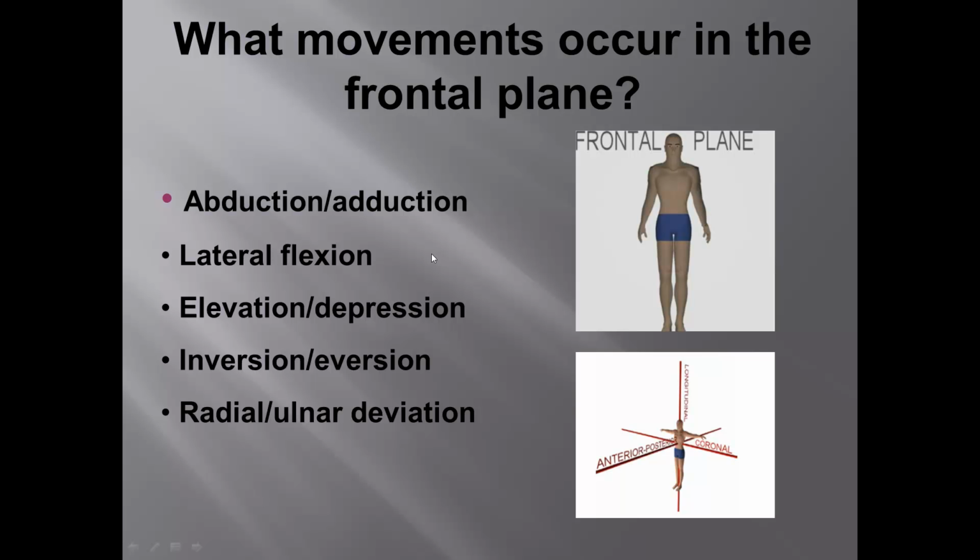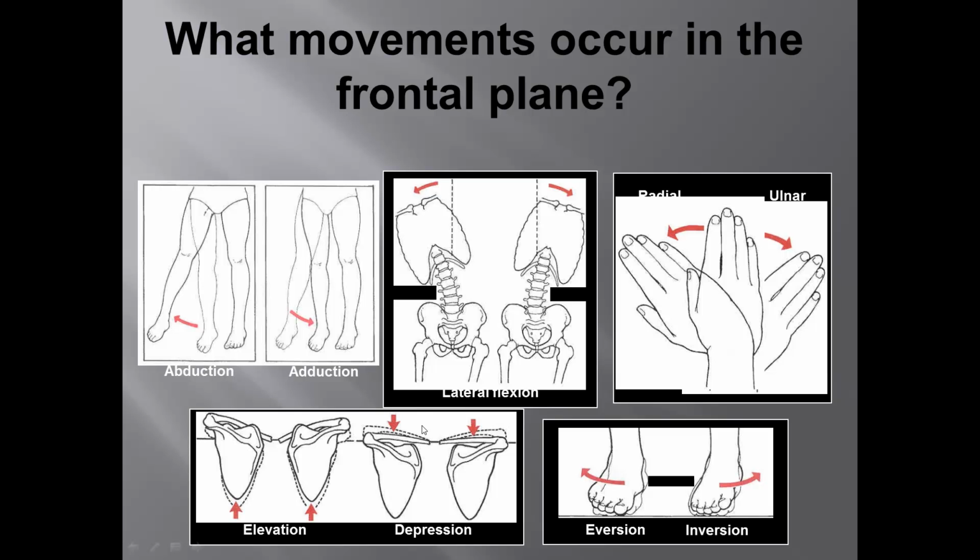Movements in the frontal plane: abduction, adduction, raising our arms, lateral flexion, elevation and depression of the shoulder girdle or the shoulder blades, inversion and eversion of the foot, and radial and ulnar deviation. If you look at our leg, abduction is raising our leg out to the side, and pulling it in is adduction. With our trunk, if we just bend to the left side or the right side, that's called lateral flexion.